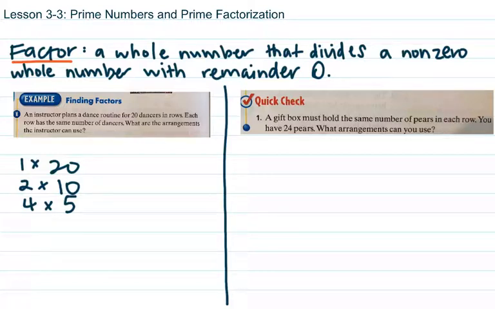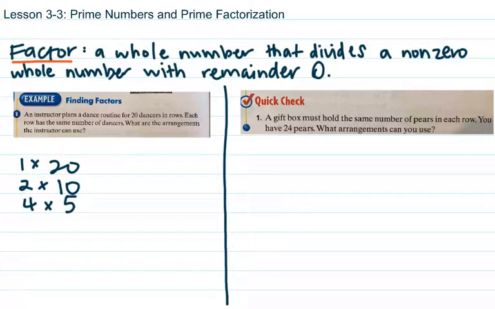So this means they could have one row with 20 dancers in it. They could have 2 rows with 10 dancers in it, or 4 rows with 5 dancers in it, or 20 rows each with 1 dancer, 10 rows with 2, 5 rows with 4 each. Let's take a look at another example.